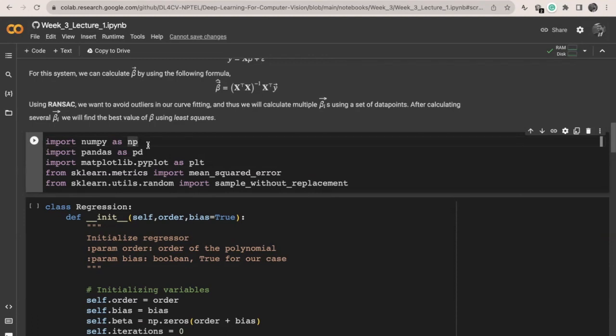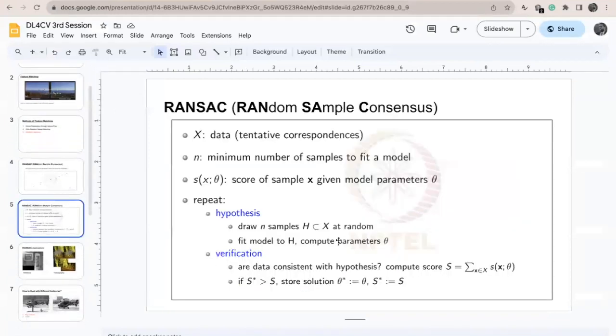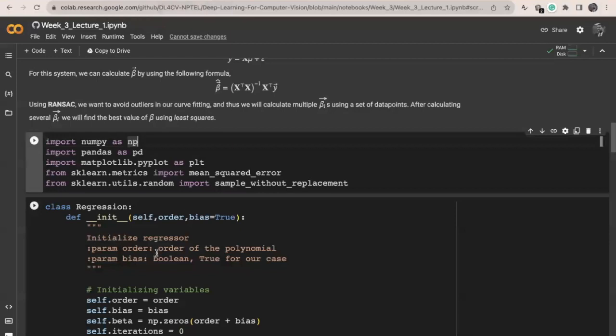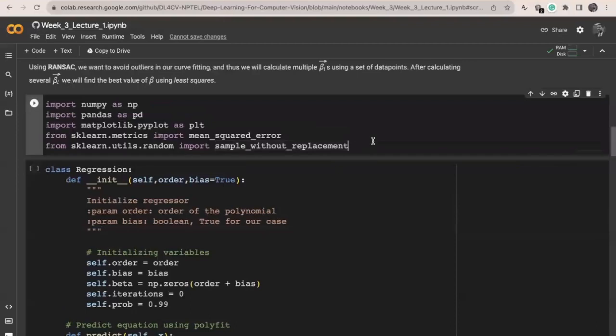If you go to the algorithm, you can see that there's a provision for a score. The score function uses mean square error, and the first line draws n samples h that belong to x at random. This drawing of n samples without replacement is provided by this particular function, sample without replacement. So we'll just run that.